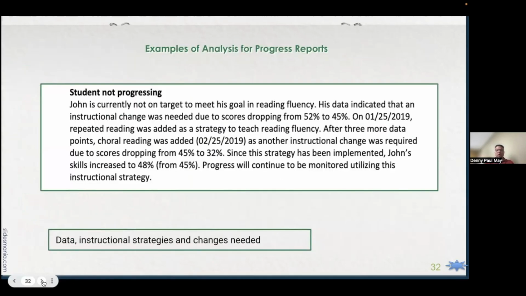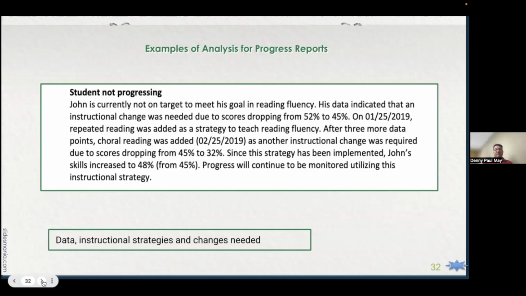When a student's not progressing, this is the type of information that we need to send home to the parent. John's currently not on target to meet his goal. His data indicated that an instructional change was needed due to scores dropping from 52 to 45.